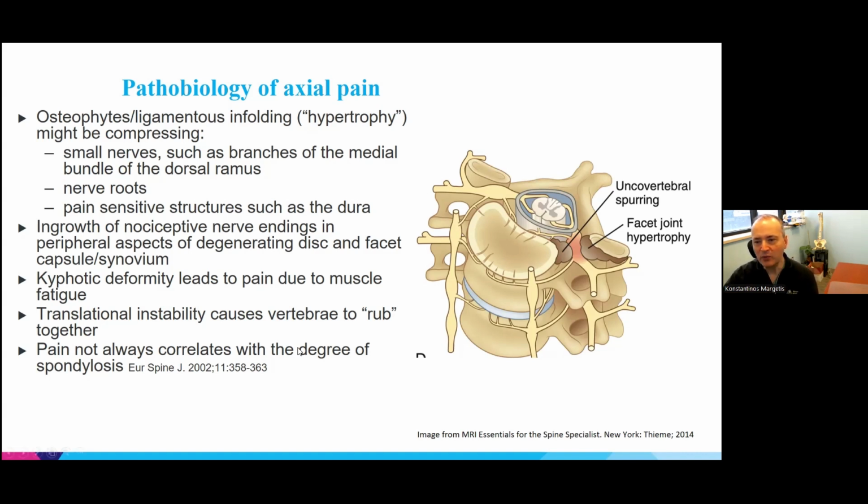And what we need to remember is the pain doesn't always correlate with the imaging findings. We might have a patient that has advanced degeneration on imaging, and the pain might be minimal. And we have another patient that has milder degenerative changes, and the pain can be severe. With the MRI, we cannot really see all the changes that happen at the microscopic level, so it's not always a good correlate with the degree of pain and the degree of symptoms that the patient might have.